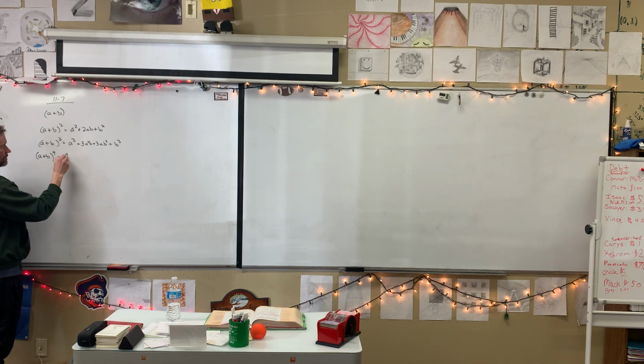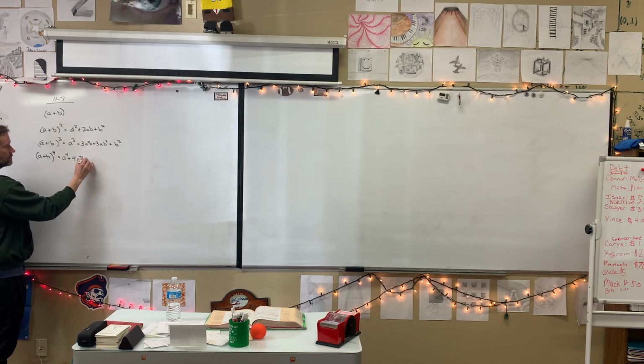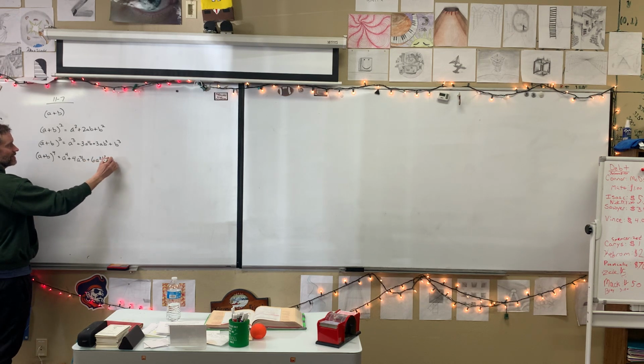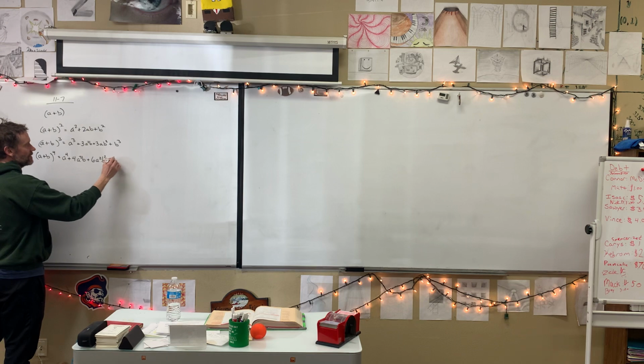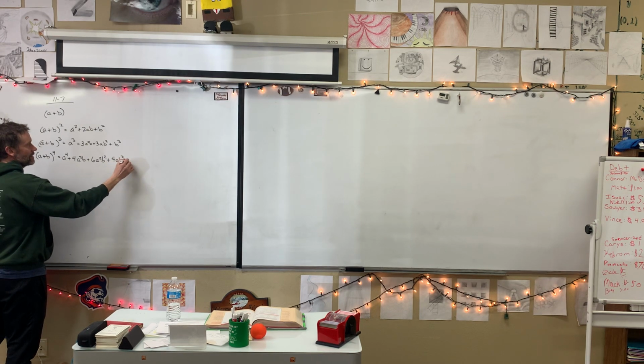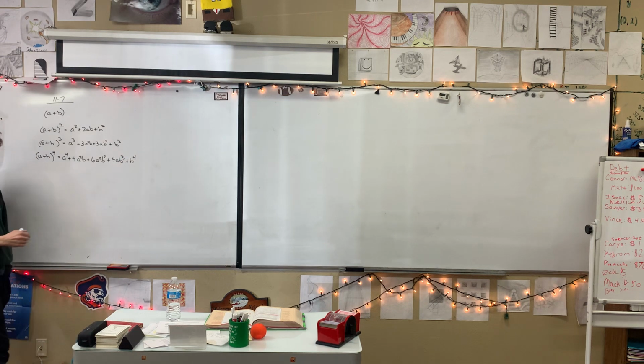A to the 4th plus 4a to the third b plus 6a squared b squared plus 4ab cubed plus b to the 4th. Nice. Okay. You want to try one more?